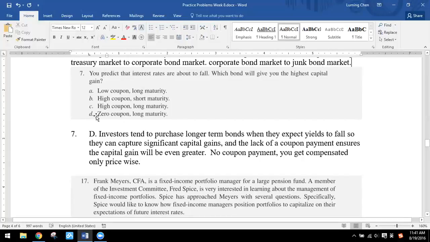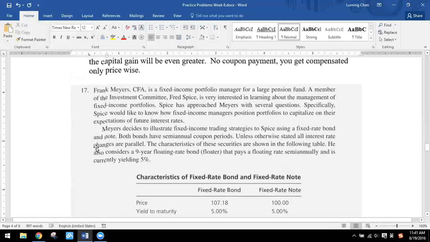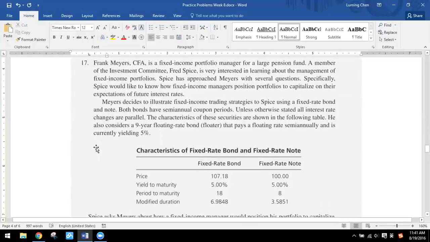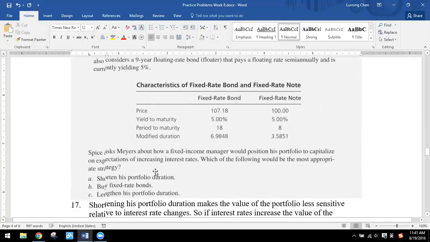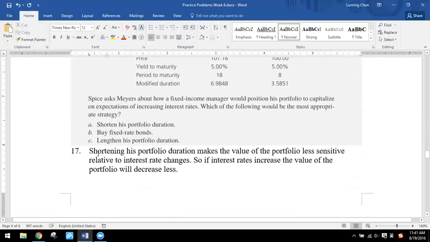So if you have a super big duration bond and the interest rate is about to fall, you will get the highest capital gain. Number 17, Frank Myers, CFA, will illustrate the bond portfolio to the customer.